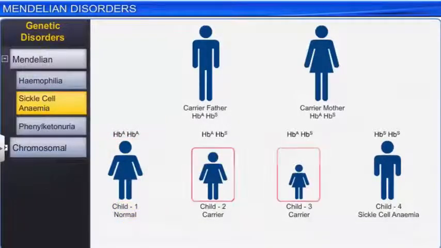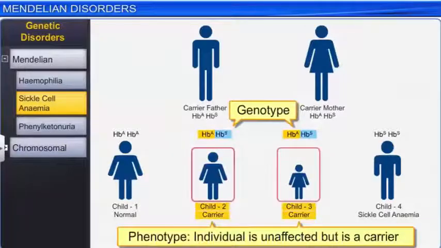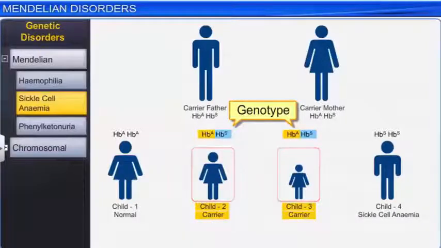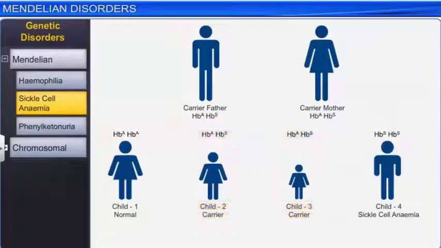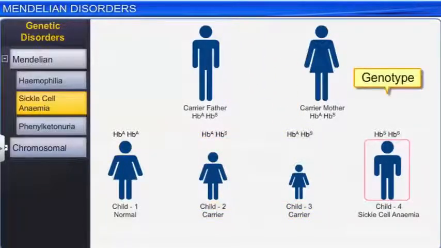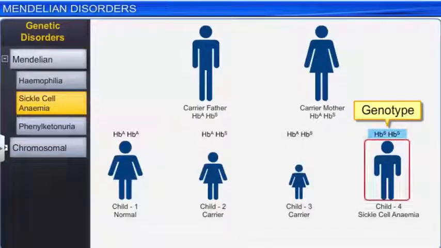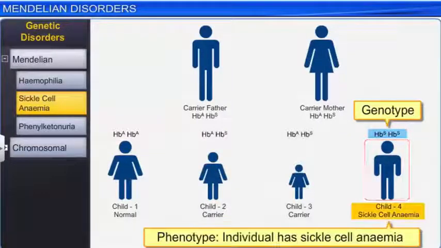Heterozygous individuals, on the other hand, have the genotype HBA-HBS and are unaffected by the disorder but are carriers and have a 50% probability of passing the disorder to the progeny. It is homozygous individuals with genotype HBS-HBS that have a phenotype displaying the disease.